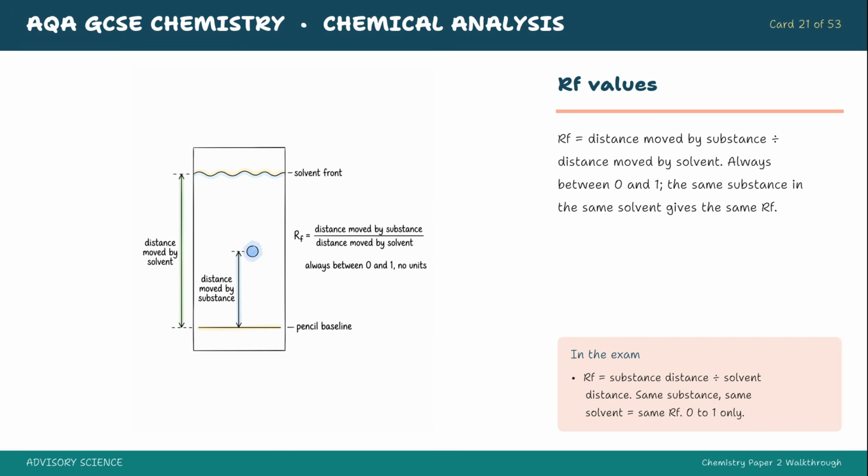In the required practical, you separate the colours in food dyes or inks, measure both distances carefully with a ruler from the pencil line, and calculate the RF value for each spot. In the exam, always measure to the centre of each spot, and always measure both distances from the same pencil starting line. The same substance will always give the same RF value in the same solvent, which is how you identify it.